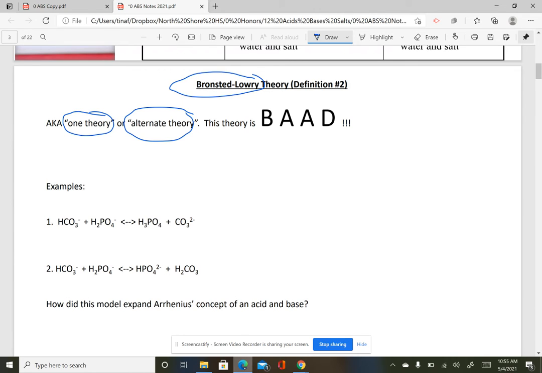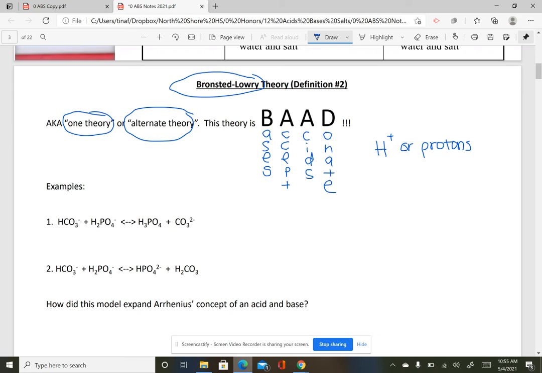The B stands for bases. A stands for accept. The other A stands for acids. And the D stands for donate. And we're talking about accepting and donating hydrogen ions or protons. Either one is okay to say. So the hydroxide ion is non-existent in this definition.